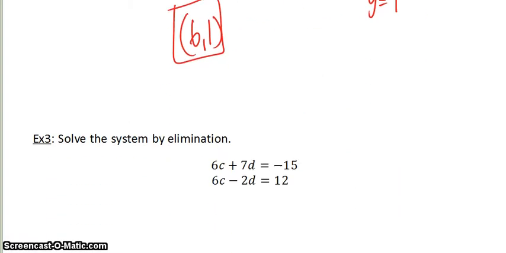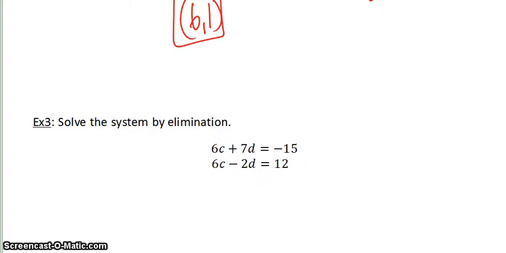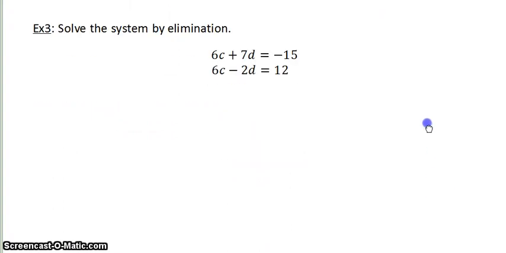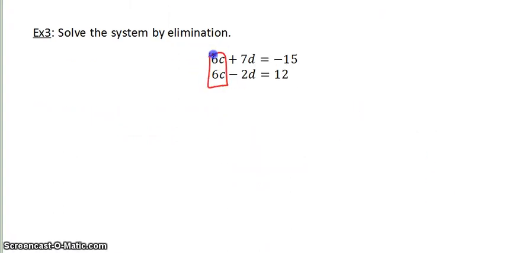So our next one, solved by elimination, is a little bit different because look, we don't have any that match up. We have ones that are close, 6c and 6c, but if we add them together, that would give us 12c. So in this case, we're going to take the second one and multiply it by a negative. When you multiply it by a negative, you have to distribute everything. So therefore, it's going to change every sign. So it's going to be a negative 6c, plus 2d, minus 12.